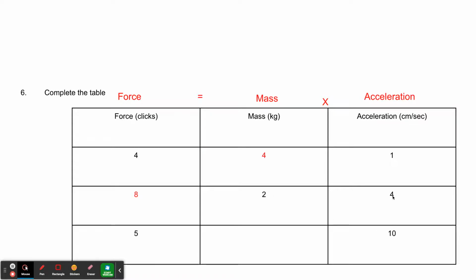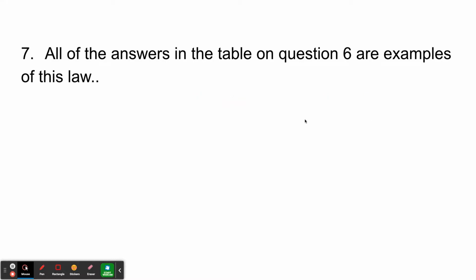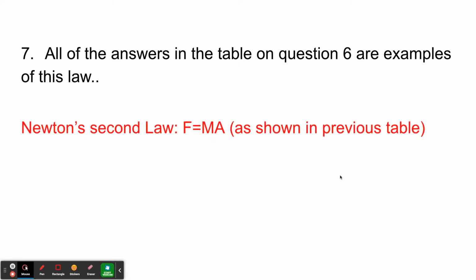And finally, this one works like the first one. 10 times whatever this mass is equals 5. And so 10 times what number equals 5? Well, the only number times 10 that equals 5 is 0.05. So this table is much easier if you apply our Newton's second law equation to it. Next one, all of the answers in the table in question 6 are examples of, and I've just mentioned it about 5 times, Newton's second law, which is force equals mass times acceleration, which we just showed in the table.